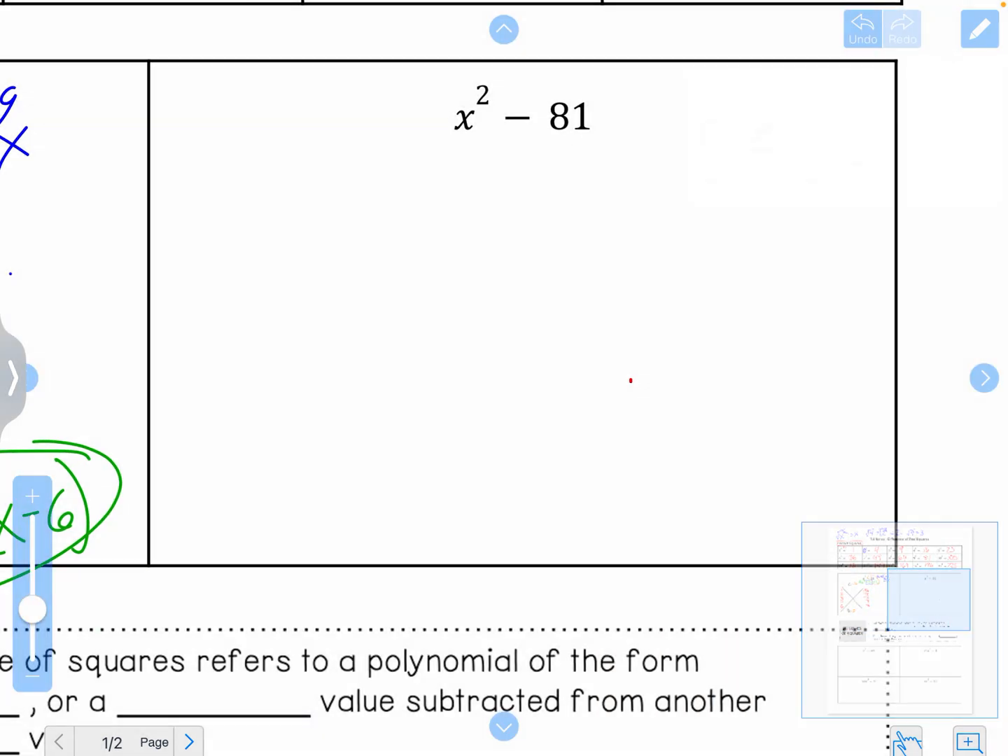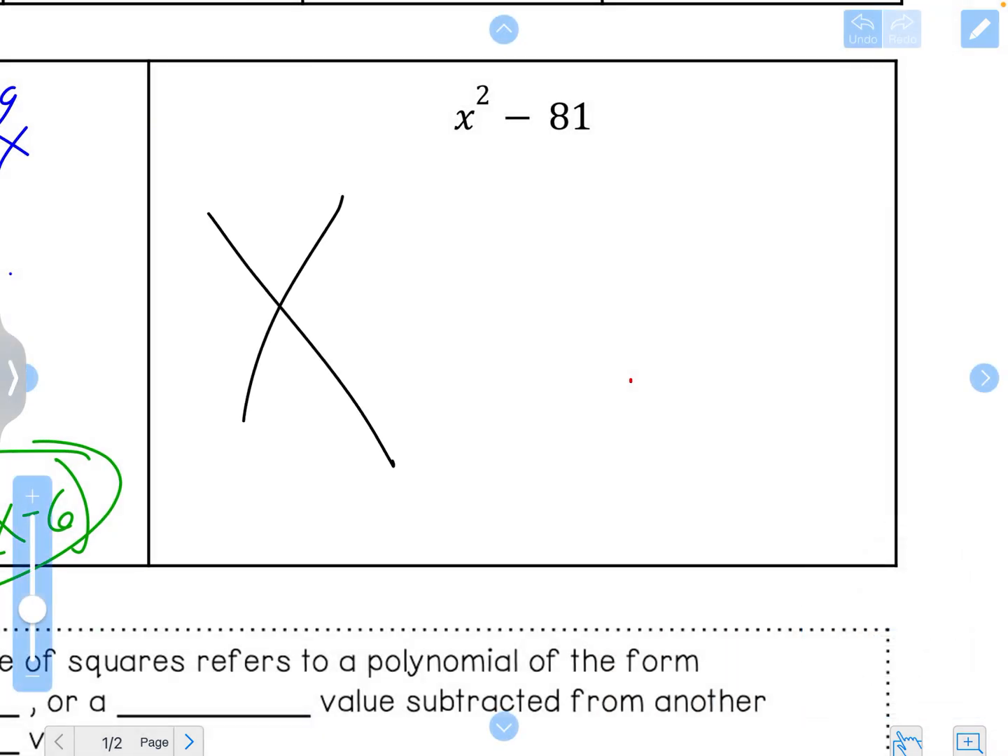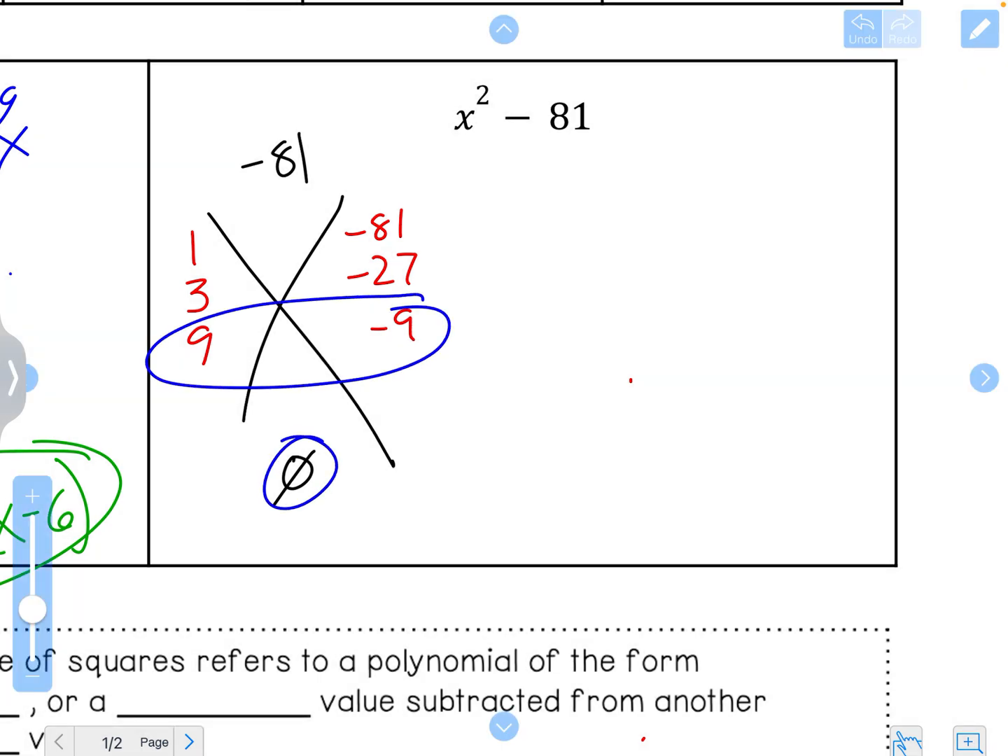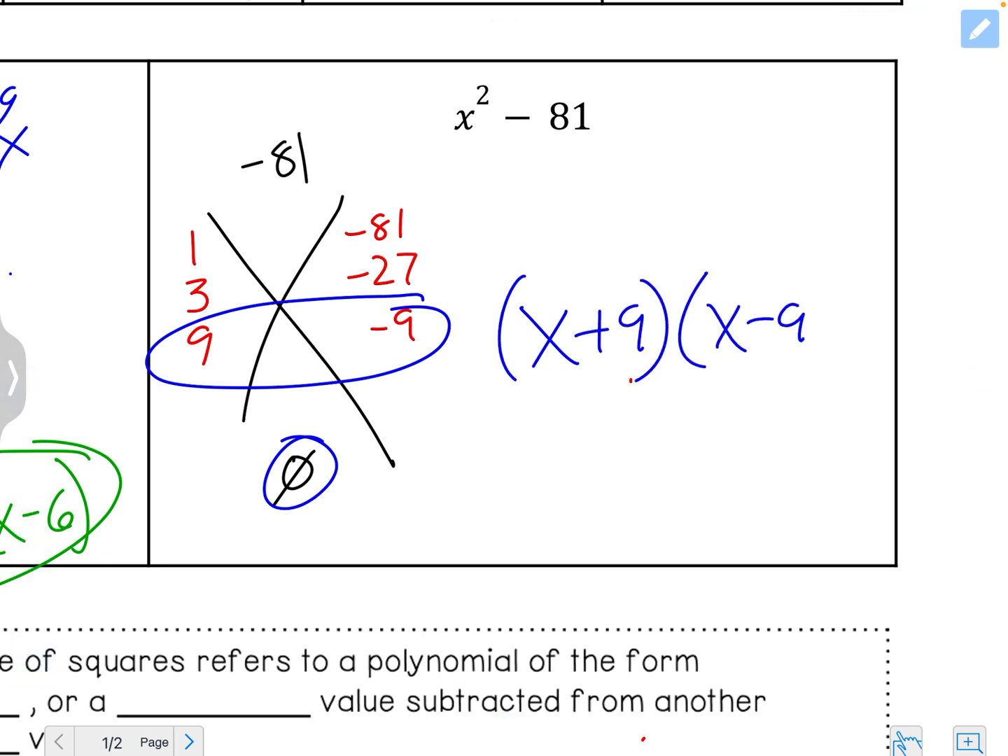So again, we do the same thing here. We draw our x, we put our c up top, and because it's a binomial and not a trinomial, that's what tells me that my b is 0. So I have 1 and negative 81, 3, negative 27, and then I have 9 and negative 9. So for us to get 0, it has to be the same number, and they have to be opposite signs. x plus 9, x minus 9.